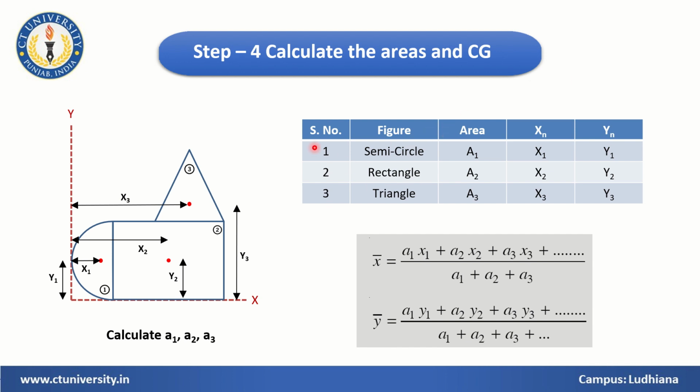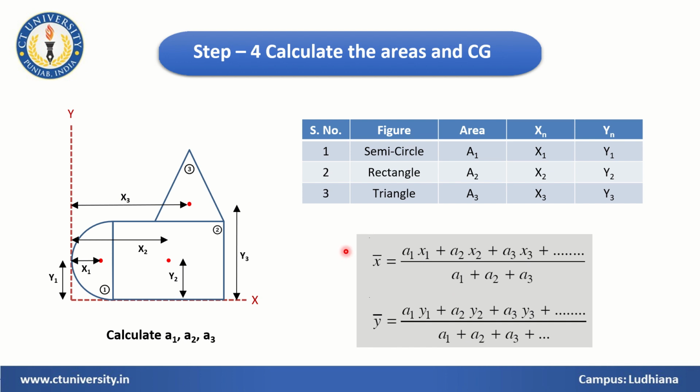So what we have calculated, you can make a table like this. We have three figures: semicircle, rectangle and a triangle, right? For the semicircle, we have calculated area A1, x1 and y1. Similarly for the rectangle, we have calculated area A2, x2 and y2. Similarly for the triangle, A3, x3 and y3. Okay, so we just need to plug in these values in these formulas to find x bar and y bar.